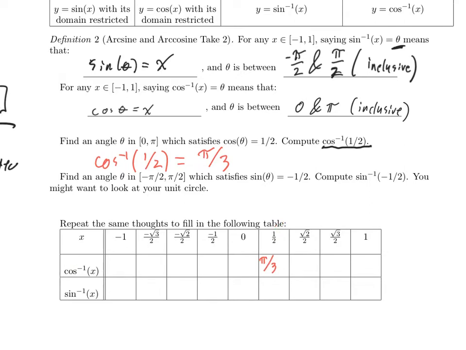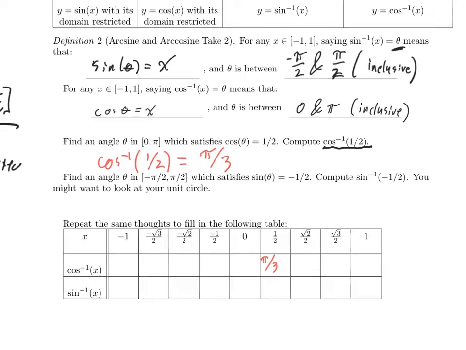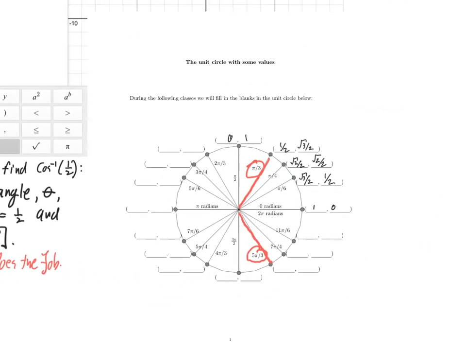Nice. Let's do another one. Let's try to compute inverse sine of negative 1/2. So what does this mean? I need to find an angle, which is between negative pi over 2 and pi over 2, with sine of theta equal to negative 1/2. Let's go over to that unit circle and see if we see such an angle.